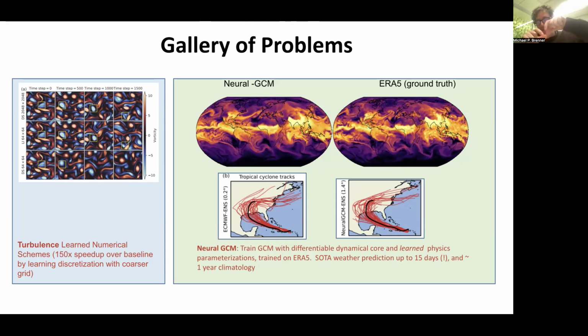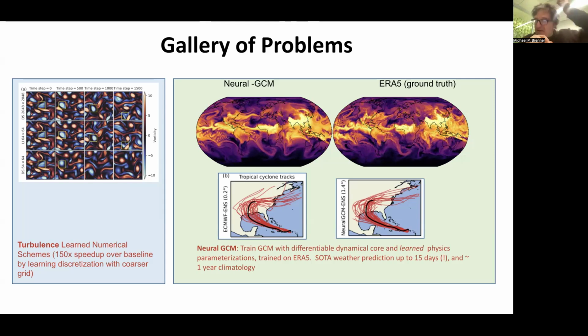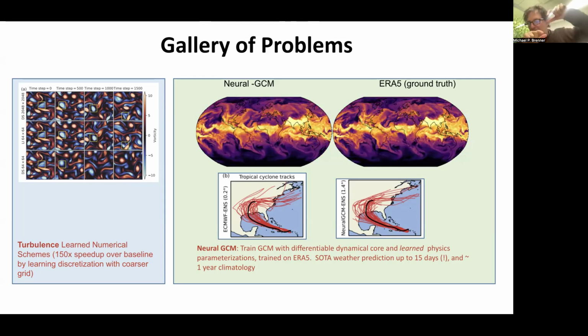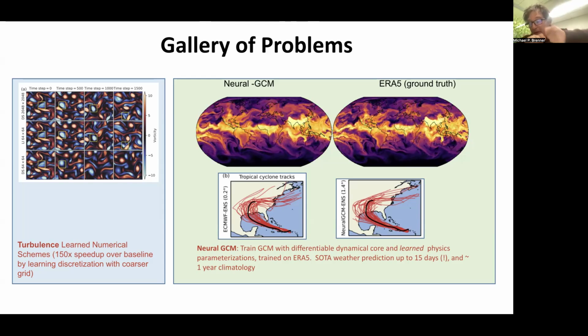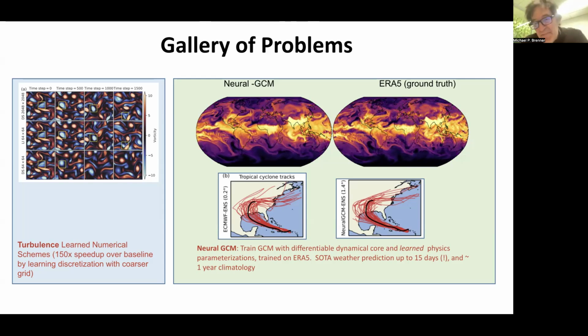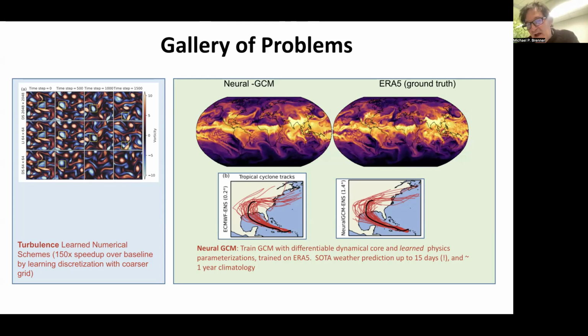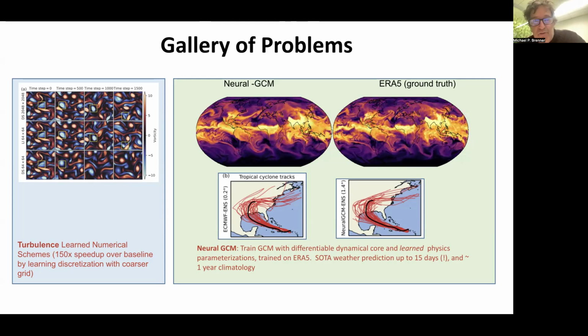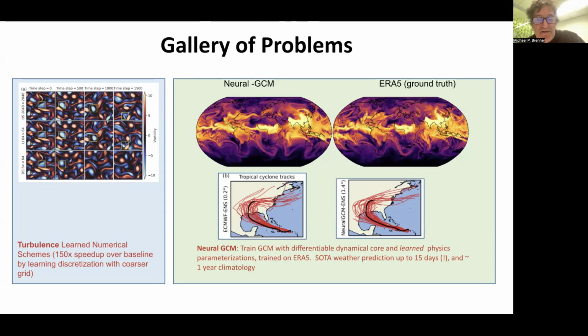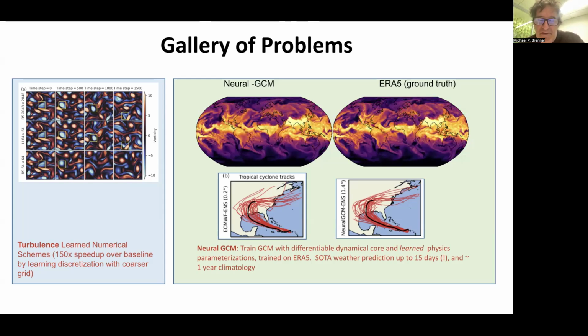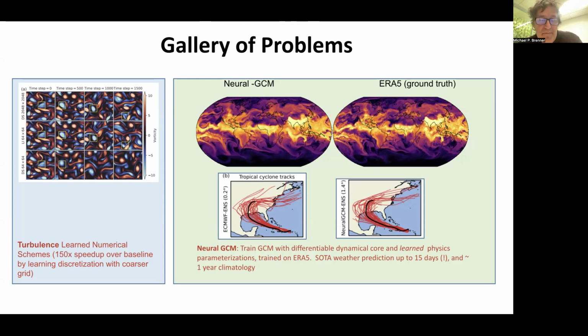And within traditional GCMs, in every vertical column there are something like 100,000 lines of code parameterizing the different processes that occur: convection, the interaction of water with radiation, things like this. And what we did was we took that entire column and replaced it with a rather simple neural network, which we then trained on the data. And when we did that, we found a model which beats state-of-the-art weather prediction up to 15 days.